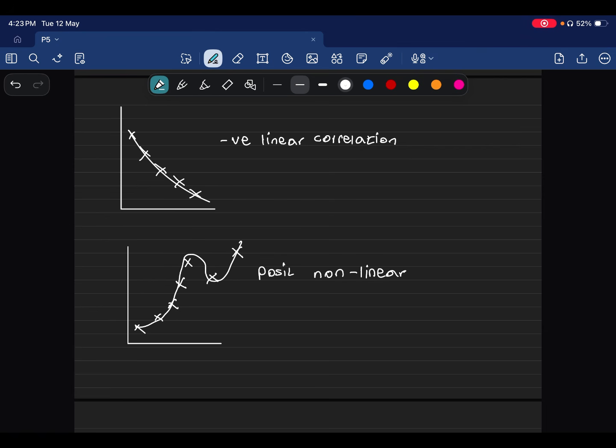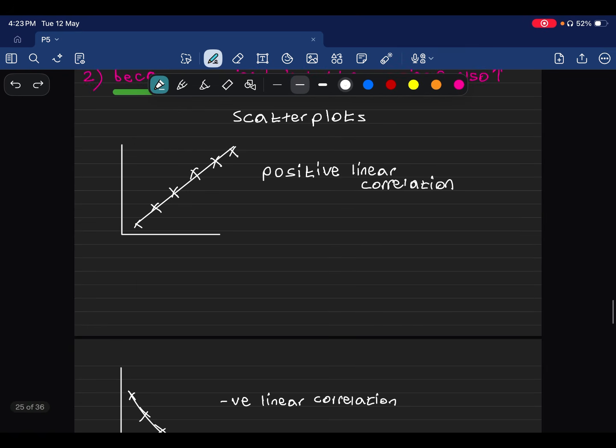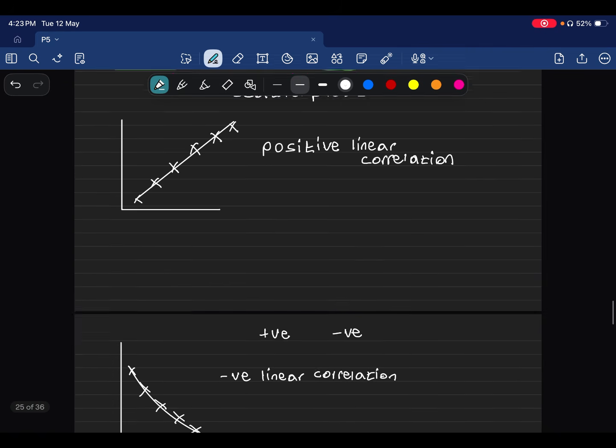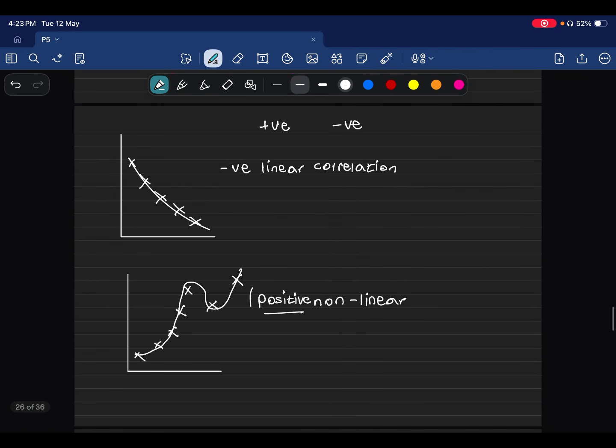So this is positive, this positive, and this is the same thing. I've just written this in short form. So this means positive and this means negative, just short form. So write the word entirely in the exam, not this. So this is positive non-linear correlation.